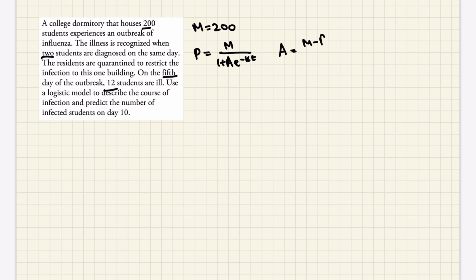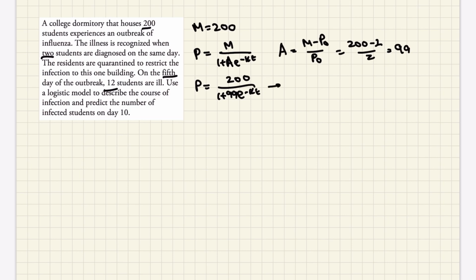Okay, we also know that A is equal to (M minus P naught) over P naught. And so what can we do here? Well, we can actually solve for A because we know M is 200 and P naught is 2. So (200 minus 2) over 2, that's going to be 198 over 2, or 99. And so P is equal to 200 over 1 plus 99e to the power of negative kt.